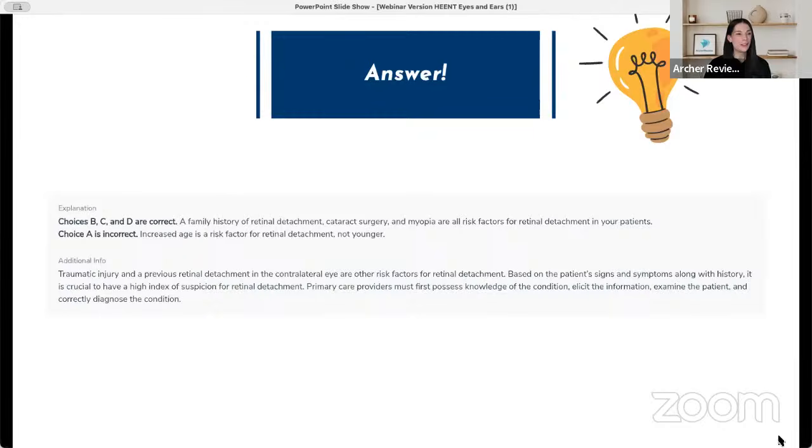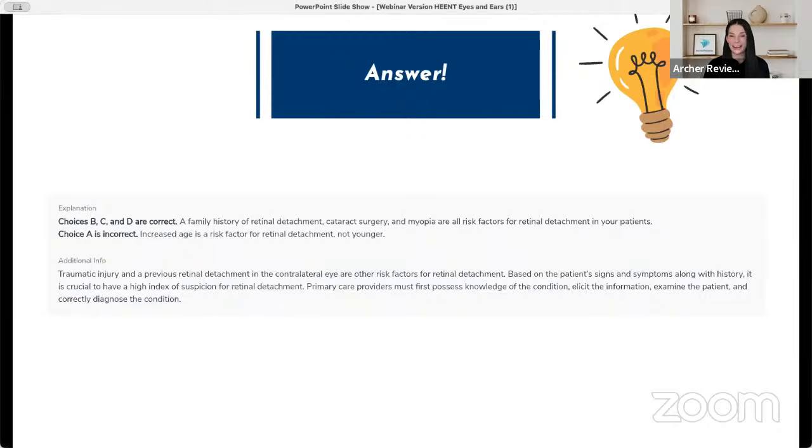So if you chose C and D, you are correct. A family history of retinal detachment, cataract surgery, and myopia are all risk factors, interestingly enough. This was just a pure recall question. Increased age is a risk factor for retinal detachment, not younger, as we know. So choice A was incorrect there.